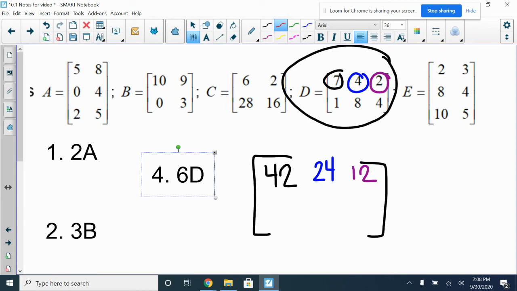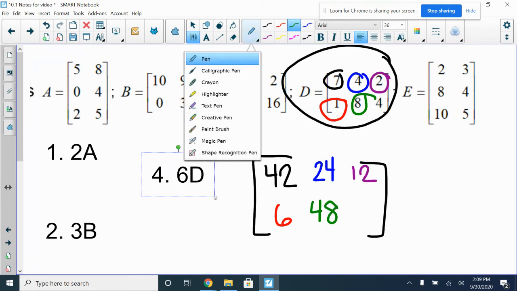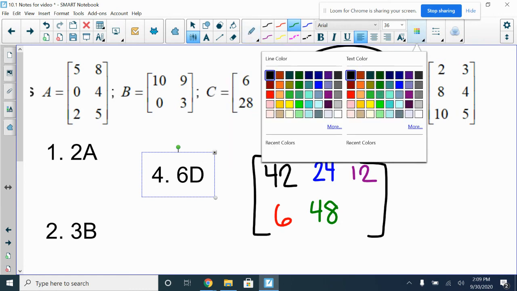I'm going to do the same thing for my second row. So I have 6 times 1. Second row, first column is 1, and my answer is going to stay in that same spot. And again, let me pick a different color. 6 times that 8. 6 times 8 is 48, and we're going to leave it in that same spot, that second row, second column. And then let's pick, what color have we not used? Let's use a color we haven't used already.